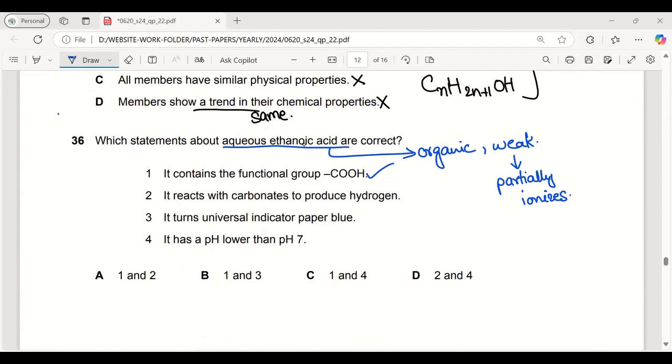It reacts with carbonate to produce hydrogen gas. No, it produces carbon dioxide when it reacts with carbonate. It turns universal indicator blue. No, it has a pH lower than 7. Yes, because it's an acid. So 1 and 4 are correct.